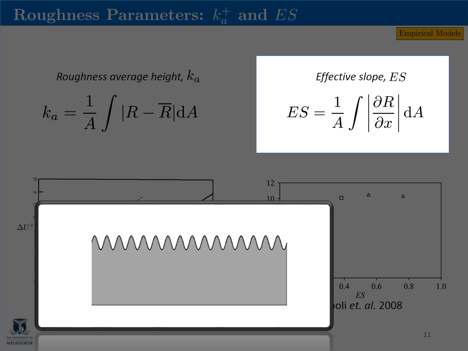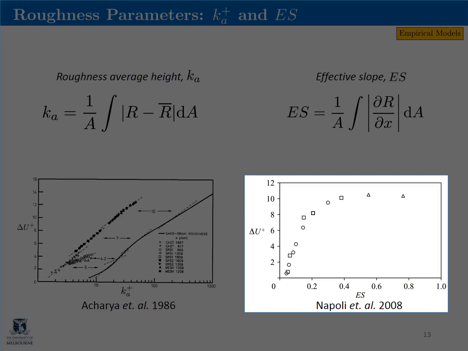However, Es does not contain any information about the height of the roughness elements, and therefore, it is possible to have a surface with the same Es but has a very different physical size. Here is a plot of the roughness function against Es, and there have been literatures which have suggested that the roughness function depends solely on Es. We do not agree with this, as the roughness function also has to scale with some measure of the roughness height, which here we have selected to be the roughness average height, Ka.